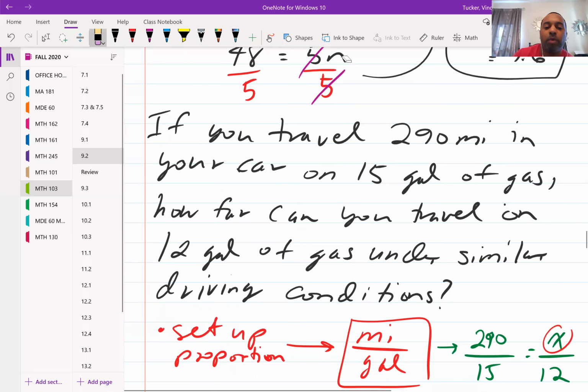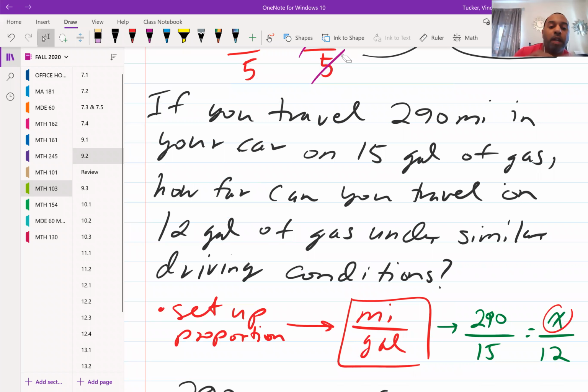Right, so you want to set up your proportion and make sure you stay consistent throughout your proportion. What I mean by that is I chose to set up my proportion as miles over gas. If you wanted to do gas over miles, you still could as long as you stay consistent. There are different ways of dealing with it, but whatever you do, stay consistent. So I chose miles over gallon.